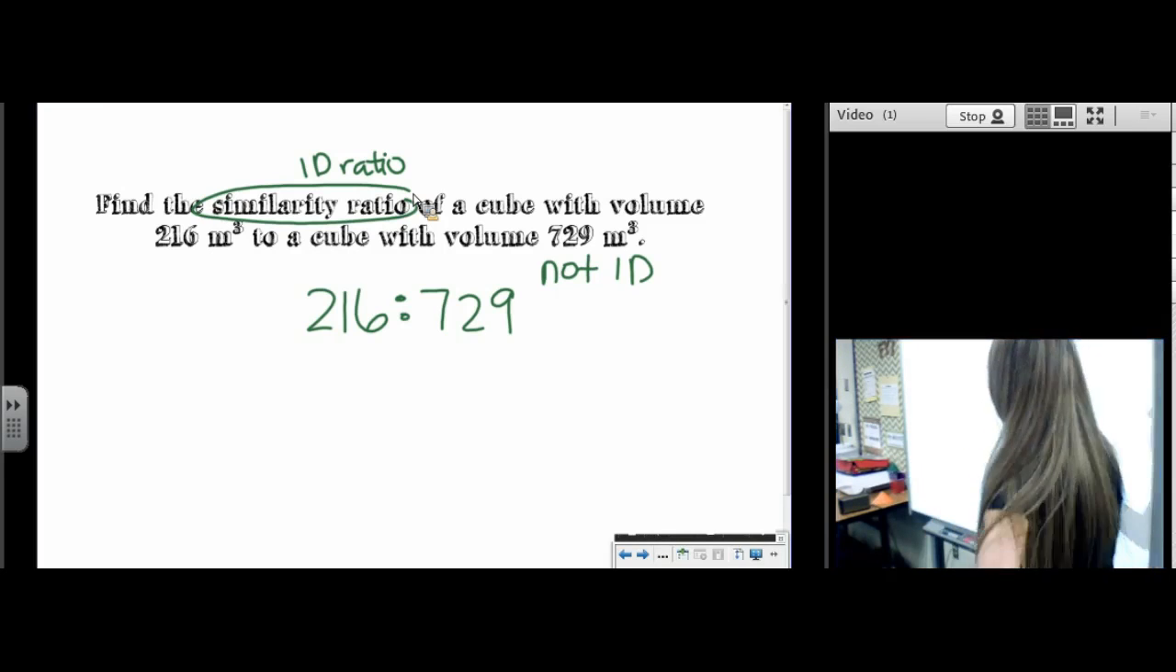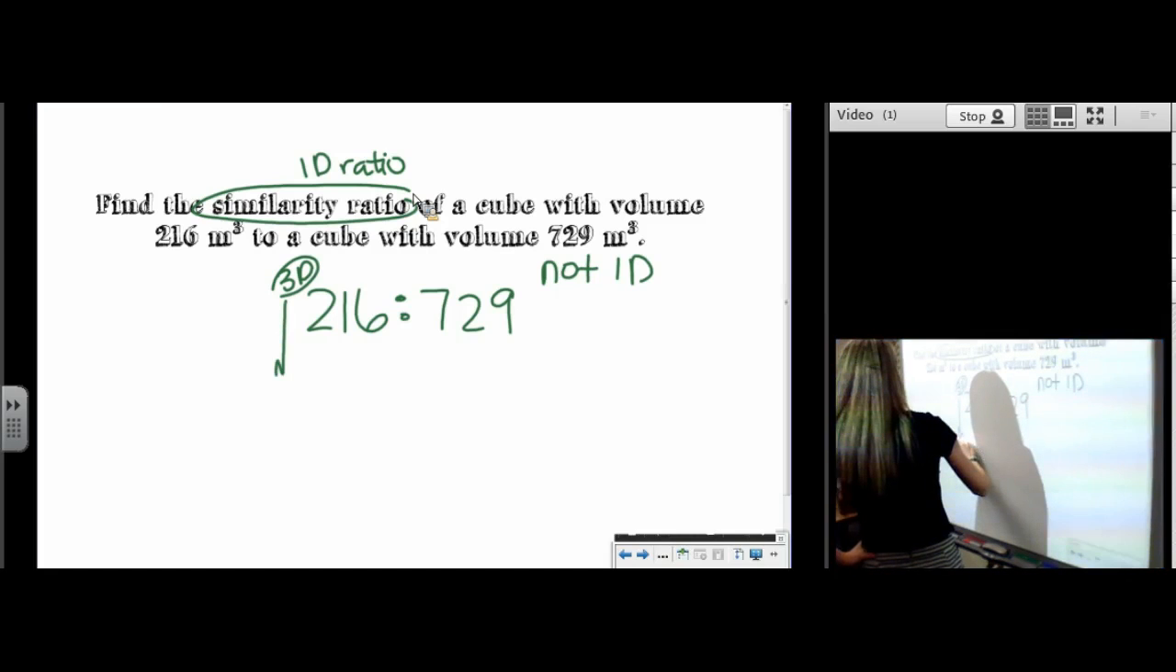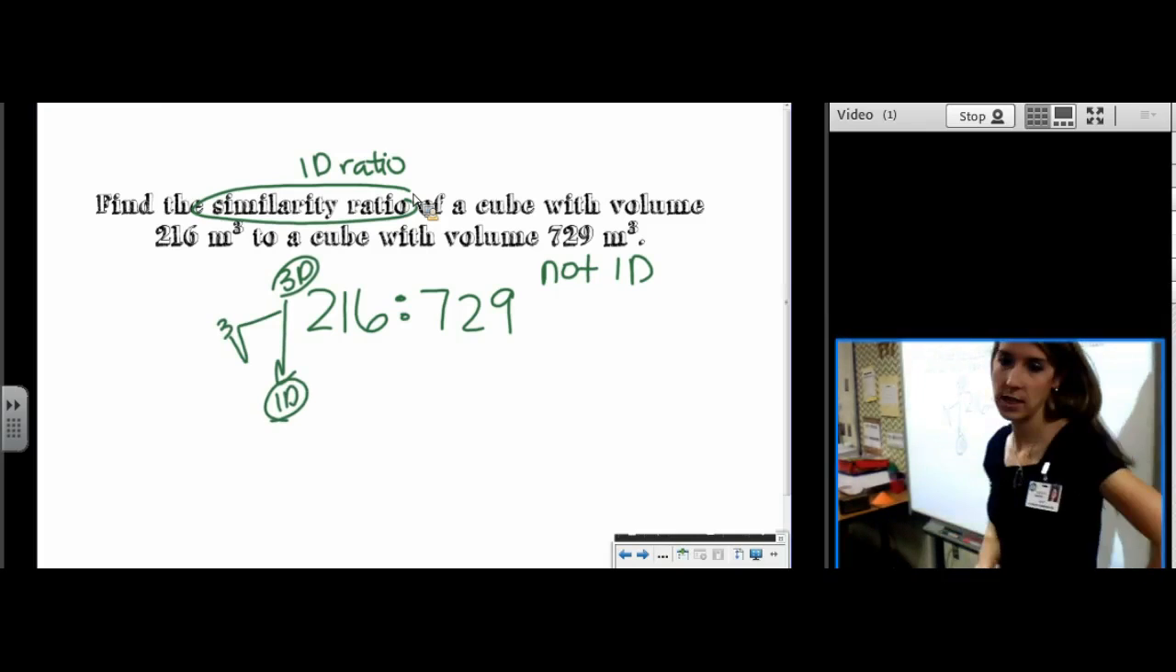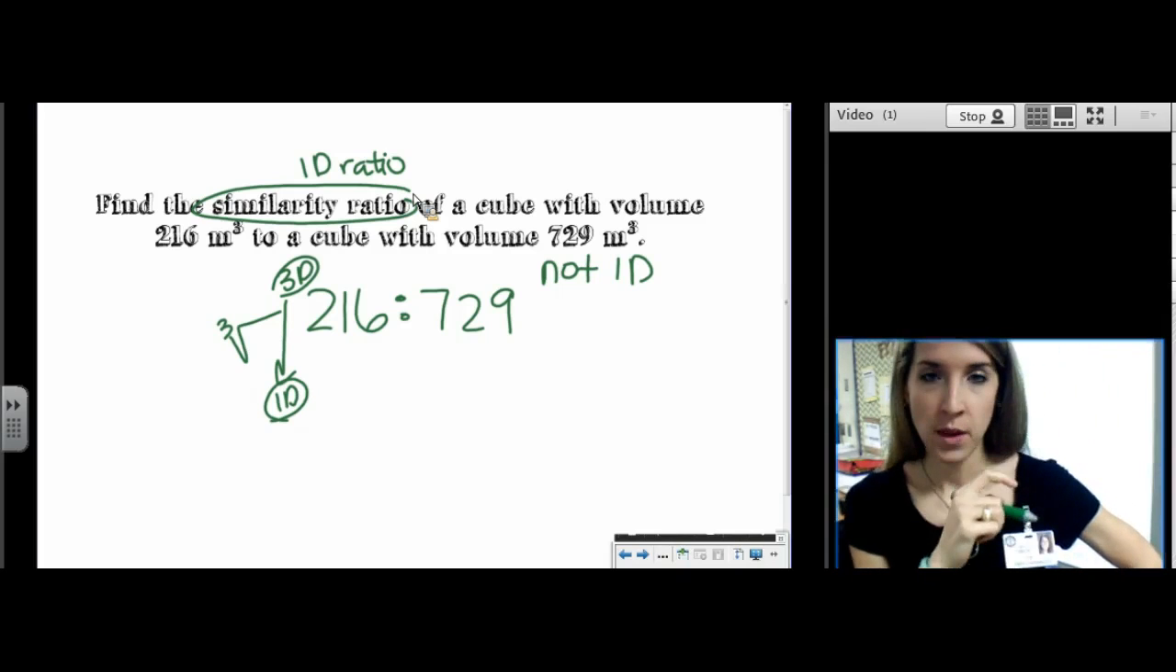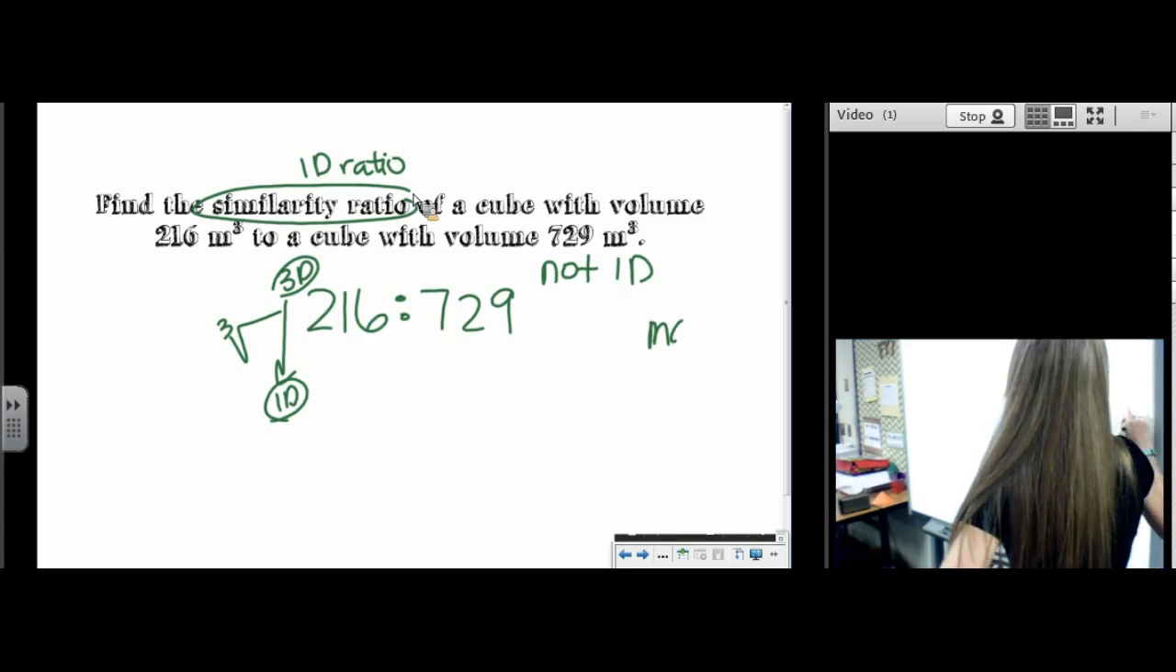Why am I cube rooting it? Because this ratio is 3D, and we want our ratio to be 1D. And the way that you go from 3D to 1D is to cube root. In your calculator, cube root is math 4.